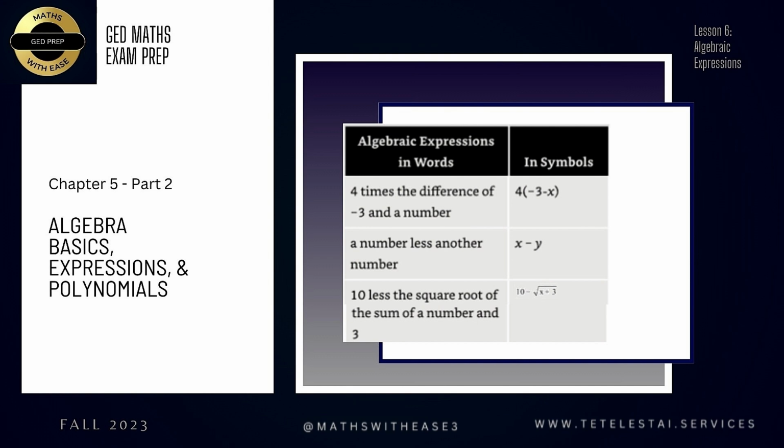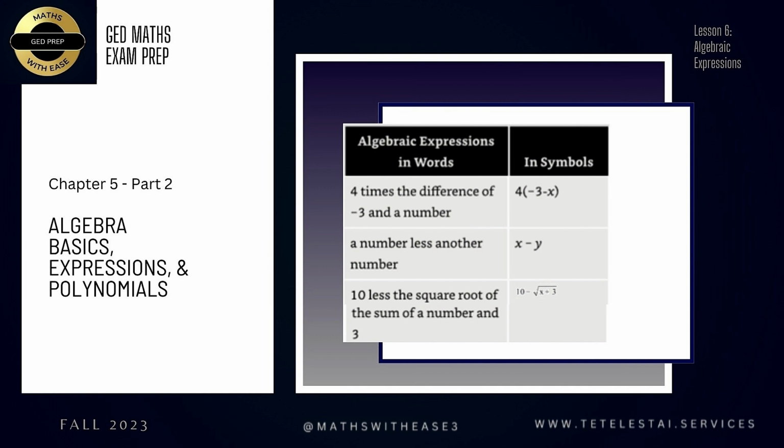So in this next example, we're given information about 10 less than the square root of the sum of a number and 3. You want to start by isolating the number or variable, and then also the operation that's mentioned first. So two things you want to isolate first: either the number or the variable and the corresponding operation.